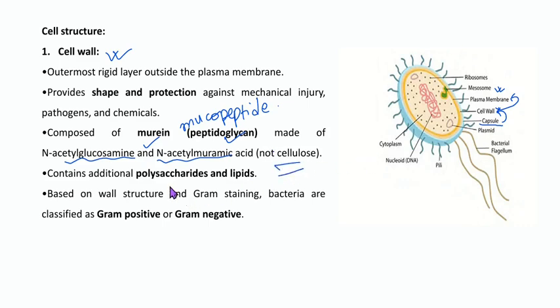And it contains additional polysaccharides and lipids, and based on this wall structure and the Gram's staining given by Christian Gram, it's classified as gram positive or gram negative bacteria, that we'll be discussing in detail in another video. It has already been discussed, you can see there.